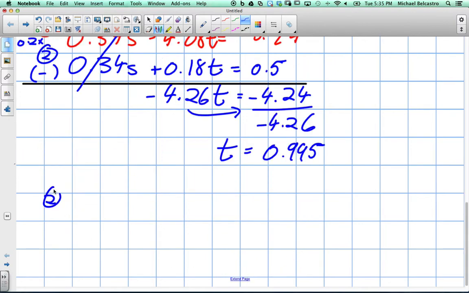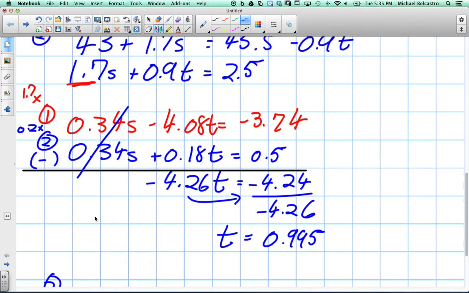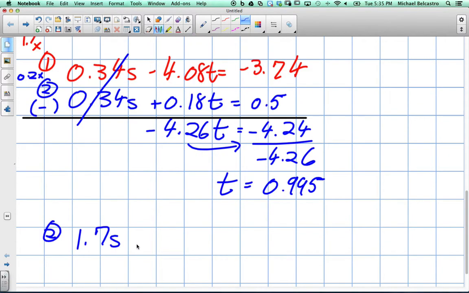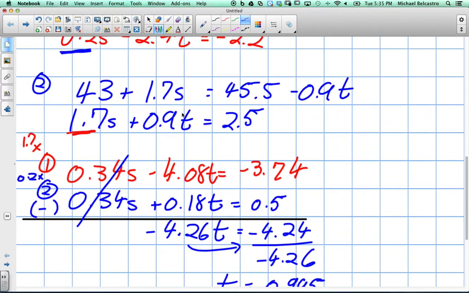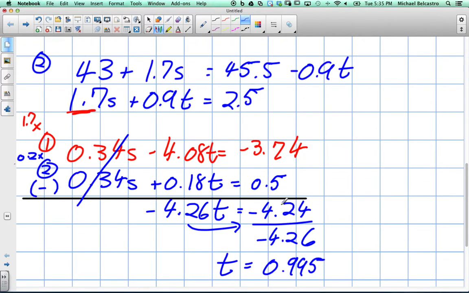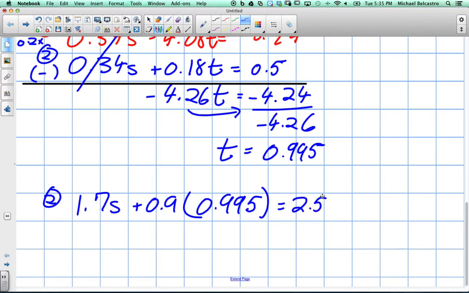Okay, so let's take equation 2 and plug this t value in for it. So equation 2, which was 1.7s plus 0.9t. So we're going to plug this value in for t. I'm going to get you to do that on your calculator. Is equal to 2.5. Okay, 4.7 is equal to 0.8955. Great. Is equal to 2.5. Again, this is the s. So we're going to isolate for s.